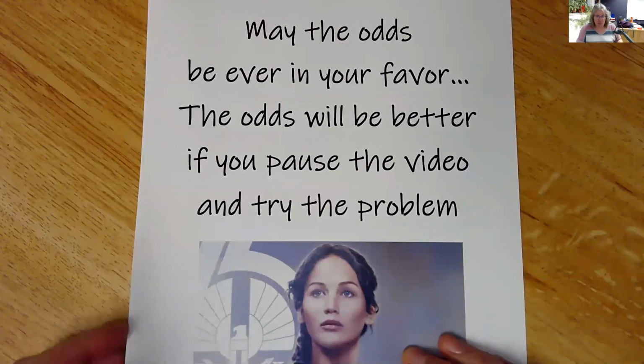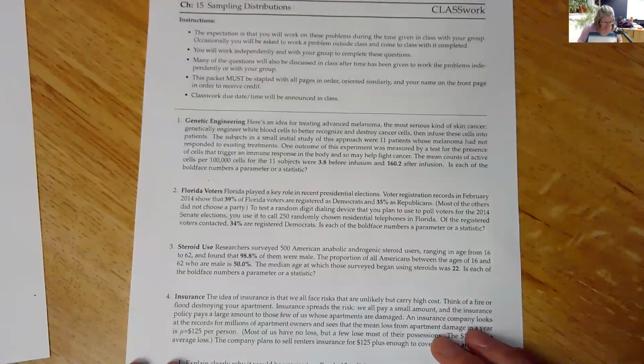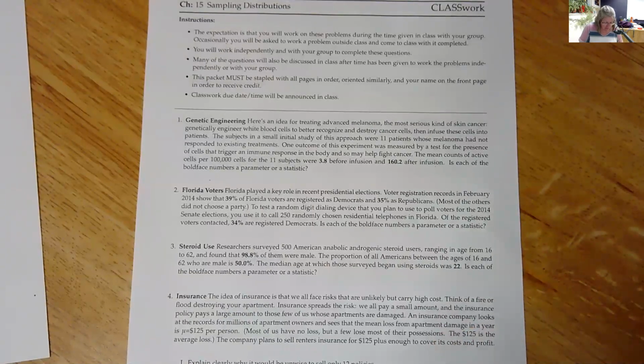All right, so let's see if you came up with the same things. Let's take a look at this. Genetic engineering. Here's an idea for treating advanced melanoma, the most serious kind of skin cancer. Genetically engineer white blood cells to better recognize and destroy cancer cells, then infuse these cells into patients. The subjects in a small initial study of this approach were 11 patients whose melanoma had not responded to existing treatments. One outcome of this experiment was measured by a test for the presence of cells that trigger an immune response in the body. The mean counts of active cells per 100,000 for the 11 subjects were 3.8 before the infusion and 160.2 after the infusion.